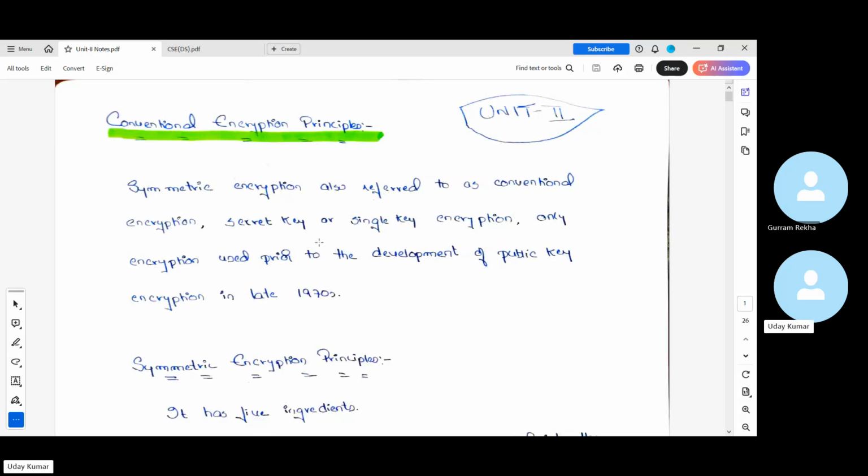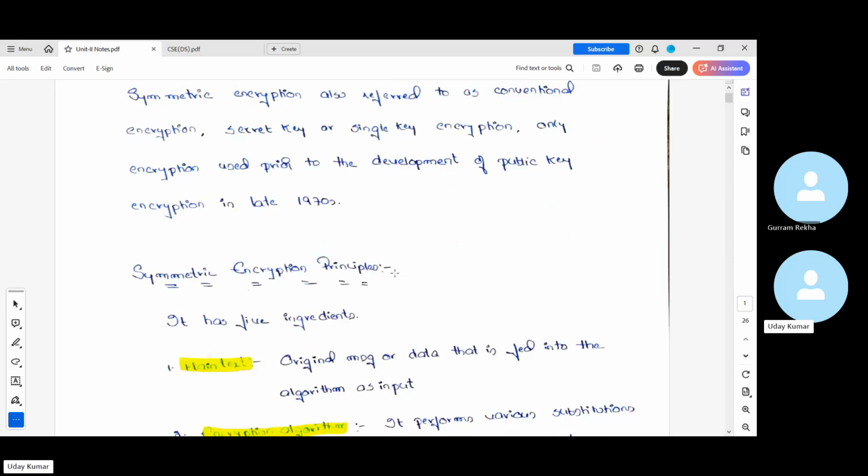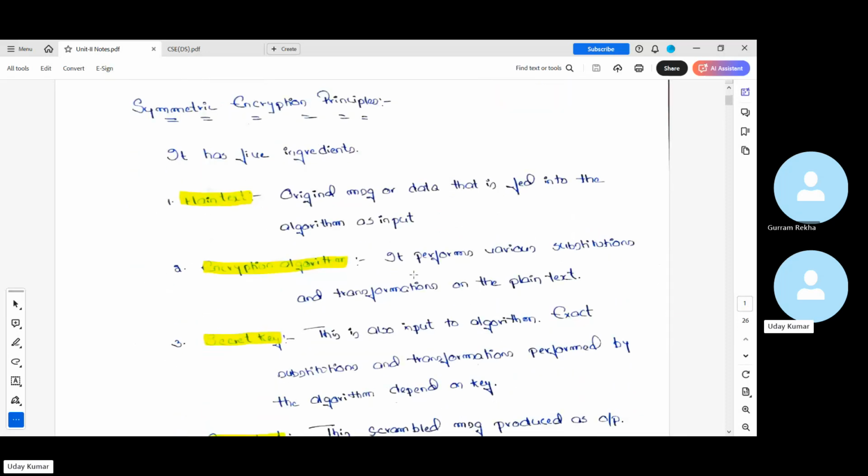You'll be using a secret key or single key encryption, prior to the development of public key encryption in the late 1970s. So first you have to learn what this symmetric encryption is. Later you can go with public key encryption or symmetric encryption. So what is this symmetric encryption?